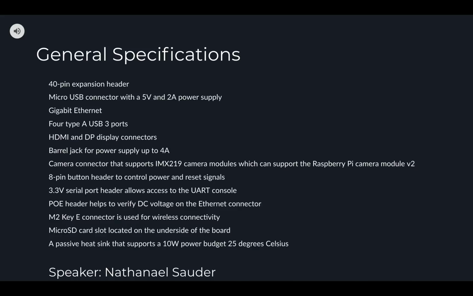We also have an 8-pin button header used to control the system's power and reset signals. There is a 3.3 volt serial port header, which allows access to the UART console. A PoE header helps to verify the DC voltage on the Ethernet connector. There's an M.2 Key E connector, which is used for wireless connectivity. Below the device is a micro SD card slot located under the board. There's also a passive heatsink that supports a 10-watt power budget and 25 degrees Celsius ambient temperature.